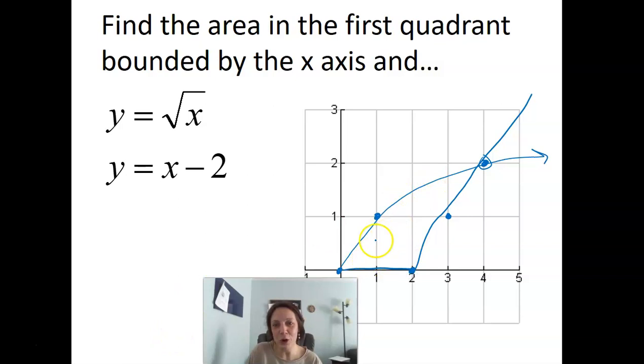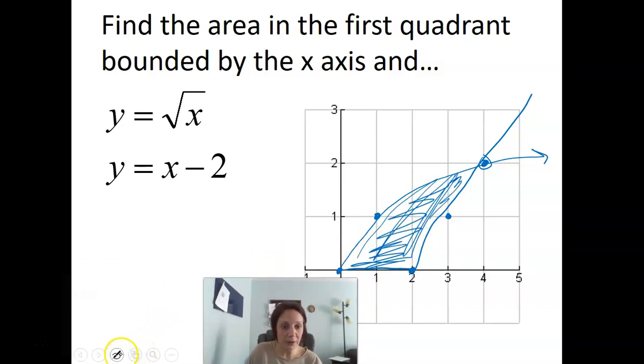I have this shark tooth shape where it's just like a shark fin, right? Sticking up out of the water. All right, so I need to find this shaded area right here. Let's take a look at our boundaries.